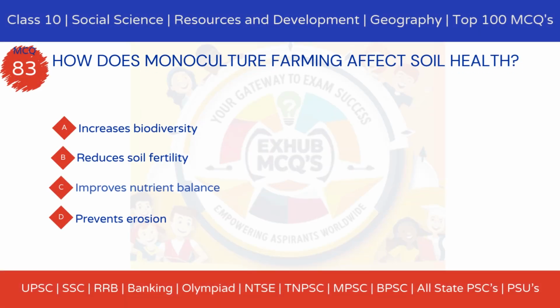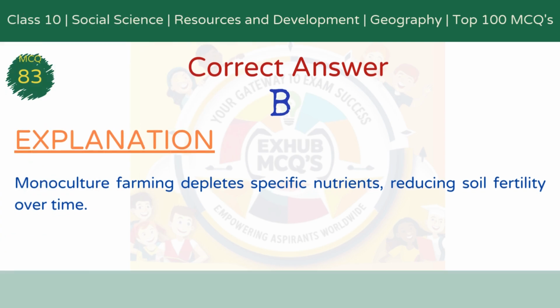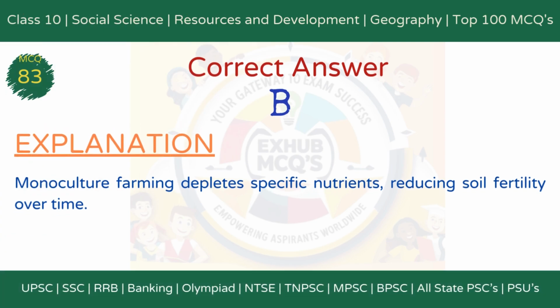MCQ 83. How does monoculture farming affect soil health? Option A, increases biodiversity. Option B, reduces soil fertility. Option C, improves nutrient balance. Option D, prevents erosion. The correct answer is option B, reduces soil fertility. Explanation: monoculture farming depletes specific nutrients, reducing soil fertility over time.